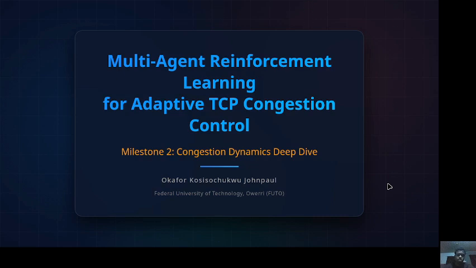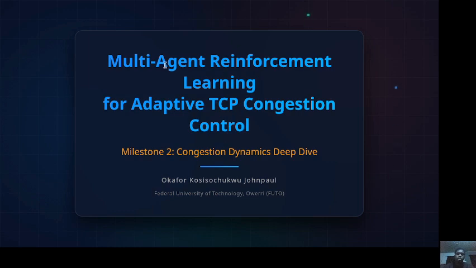In milestone 1, last time I compared just Reno and CUBIC. So now I've added BBR, Google's Bottleneck Bandwidth and Round-trip propagation time. The name is just weird to me too.